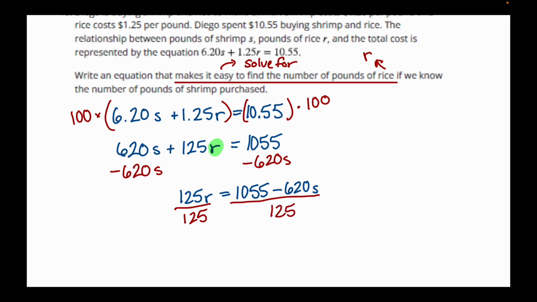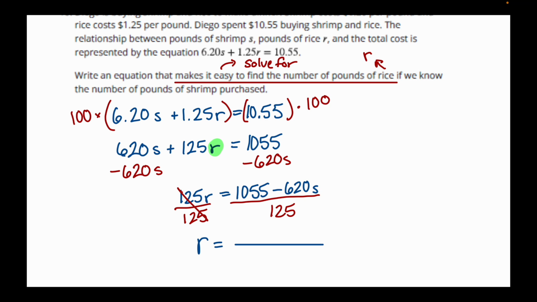Now, I don't think 125 is going to go evenly into each of these, but we're going to try to reduce these if we can. I know that everything at least here should be able to divide by 5. So 1055 over 125, that can definitely reduce. I think we can reduce that by 5. And 620 over 125, the same thing. Yeah, we can divide everything here by 5, and I think that's going to be the largest number that we can. So on the left-hand side, everything disappears except for R, and we have R.